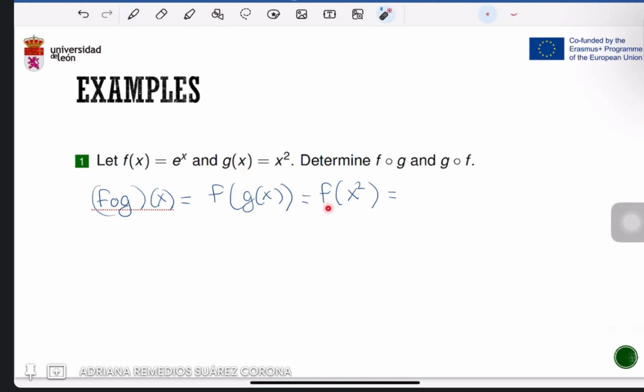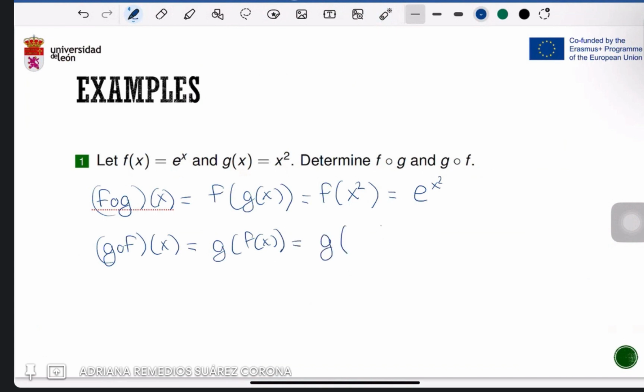Now we need to apply f. f is the exponential function. So we need to do the exponential of what we have here. So we would have e to the x squared. If we do it in the other direction, we would need to do g of f of x. So in this case, we need to do g of the result of applying f of x, which is e to the x, and then we need to apply g. So e to the x, we need to square it. So we will have e to the x squared, which is e to the 2x. We see that these two things are not equal.